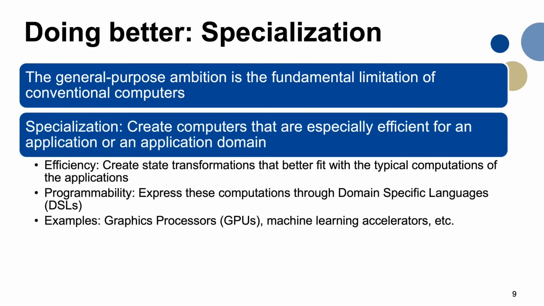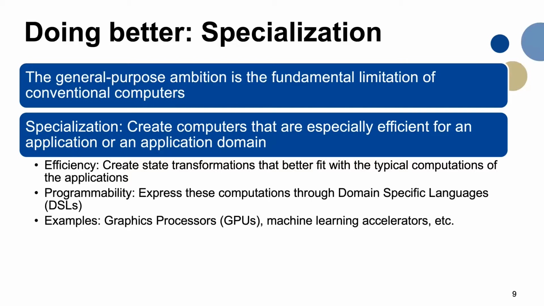And we relax this ambition by doing specialization. Specialization means that the computer is still generic in the sense that it can compute any computable function, but it is much better at certain computations, so certain state transformations, than others. And then we try to figure out certain applications or application domains that are important. A recent example, these days, is that everybody's doing machine learning accelerators. They're taking the computations that are typical in certain classes of machine learning systems, and making special purpose hardware that fits really well to this class.